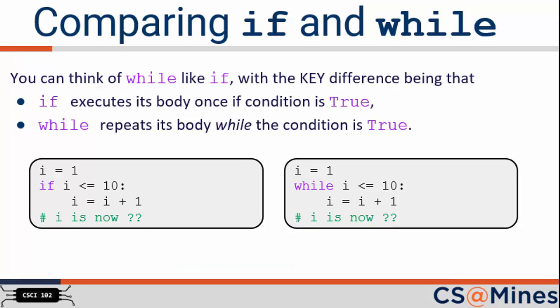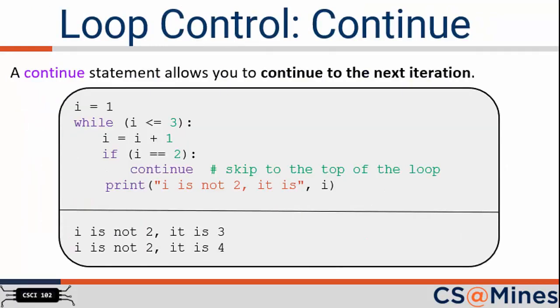Are you ready for the answers? After the code snippet on the left executes, i will be equal to 2. After the code snippet on the right executes, i will be equal to 11. If you do not understand how i would be 2 and 11 after the code executes, please come into office hours. Let us now talk about a few keywords that are valuable to control a loop's flow.